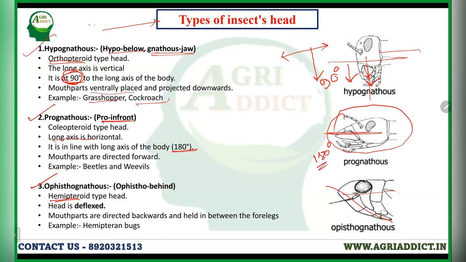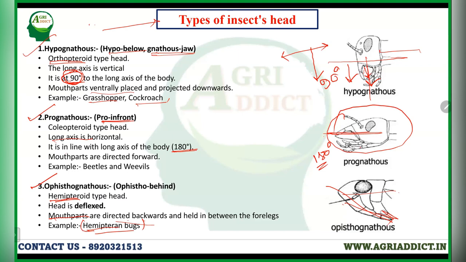In hemipteran bugs, in homopteran and heteropteran bugs, like in pentatomid bugs, belostomid bugs, red cotton bug and other bugs, their head is completely deflexed. You can see that it is deflexed. It is totally projected backwards and held in between the four legs. This type of head is known as opisthognathous type of head, and the example is different bugs.